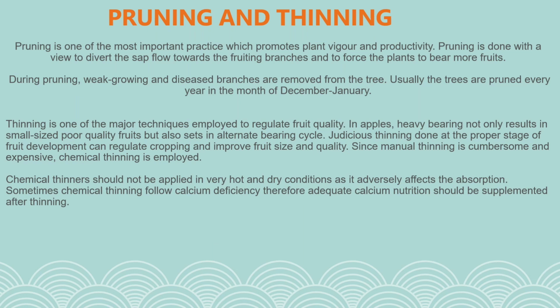Thinning is one of the major techniques employed to regulate fruit quality. In apples, heavy bearing not only results in small-sized, poor-quality fruits, but it also sets in an alternate bearing cycle. Judicious thinning, done at the proper stage of fruit development, can regulate cropping and improve fruit size and quality.